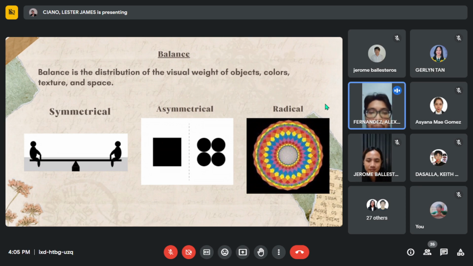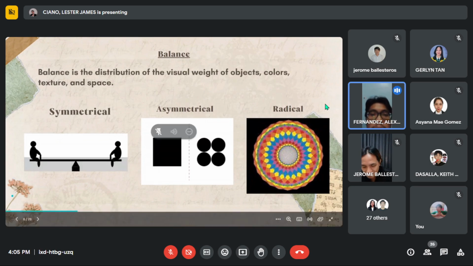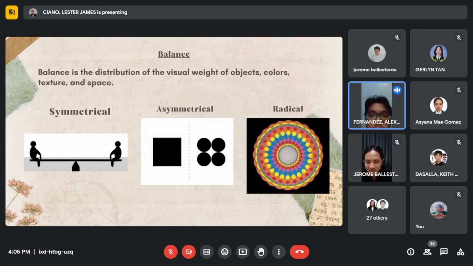Symmetrical balance results when the elements used on one side of the design are similar to the other side. Katulad nitong nasa picture na nasa slide, parehas sila both sides kaya they look balanced. Sa asymmetrical balance naman, they are different visual images on both sides but the image is still balanced or stable. Katulad nung, ayan yung halimbawa dyan, yung asymmetrical balance. Square yung isa and then may mga maliliit na apat na bilog yung sa kabila. Pero mukha pa rin silang balanced kahit magkaiba sila ng element.